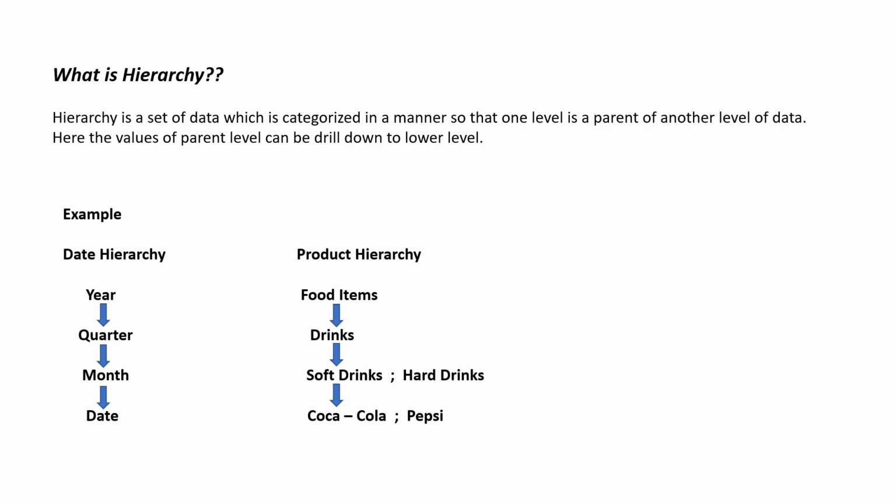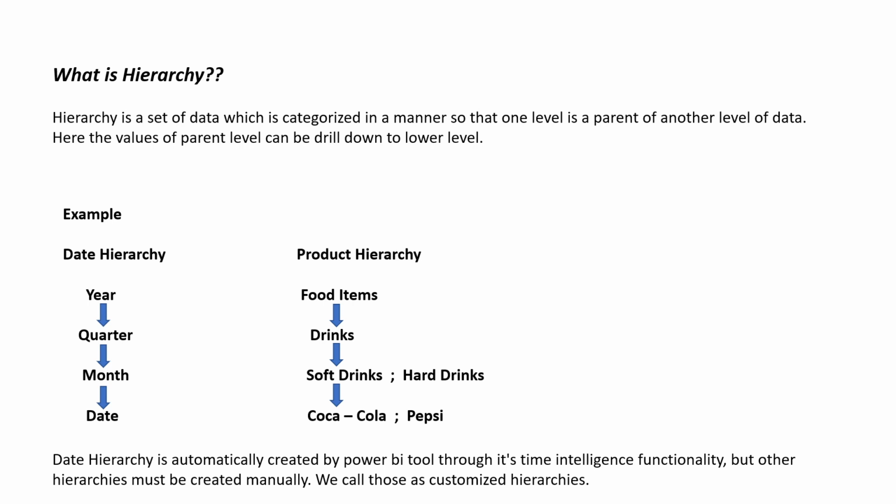The other example is product level hierarchy, where parent level is food items. It will drill down to drinks. Then we have further categories like soft drink or hard drink, and further drill down to the products like Coca-Cola, Pepsi, and so on. Date hierarchy is automatically created by Power BI through its time intelligence functionalities, but other hierarchies must be created manually. We call those customized hierarchies.